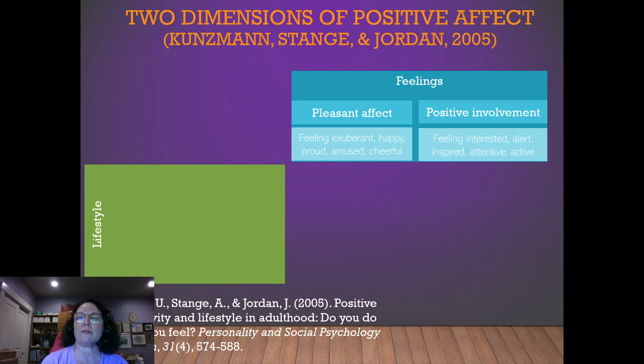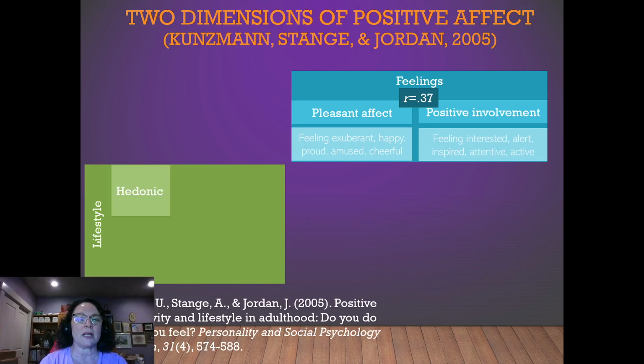And then there's positive involvement. Like feeling interested, feeling alert, feeling inspired, feeling attentive, feeling active, right? Like feeling motivated towards something. So those would be assessments of positive involvement. The correlation between these two components, pleasant affect and positive involvement, is a pretty good correlation coefficient of 0.37. For things in psychology, 0.37 is considered a pretty good correlation between two things. So these are clearly associated with each other, like feeling exuberant and then feeling interested. Those things tend to go together.